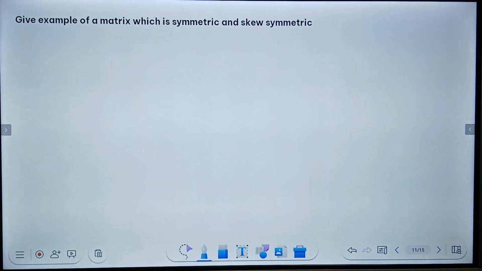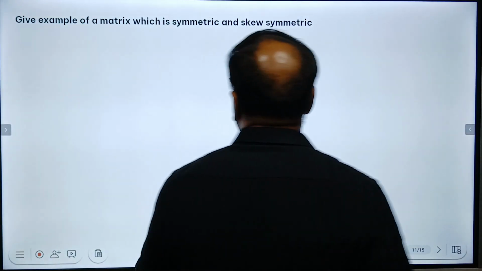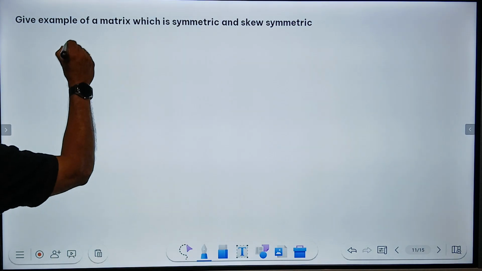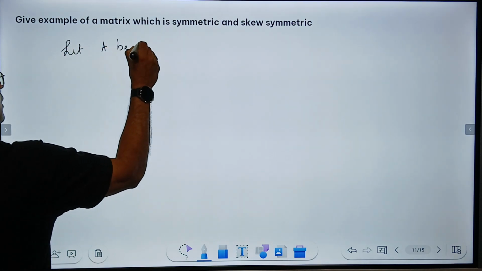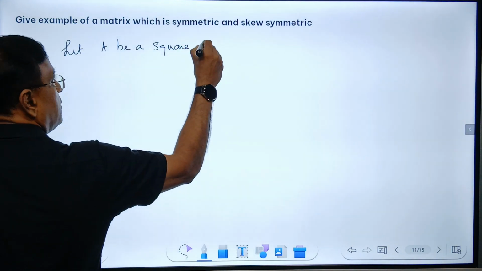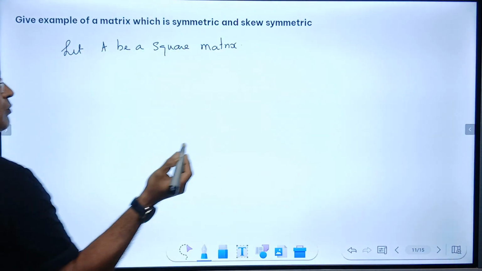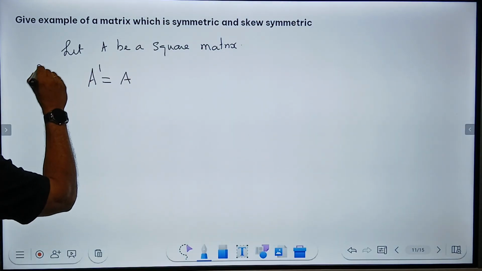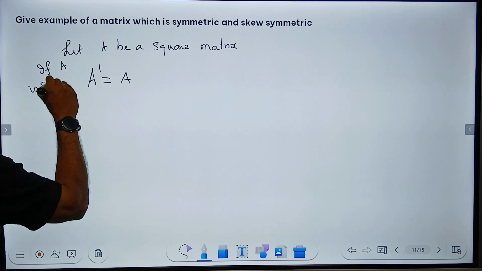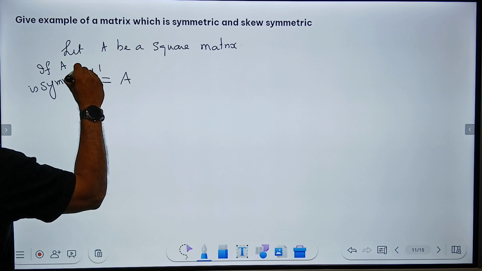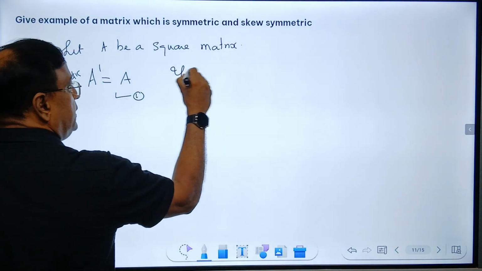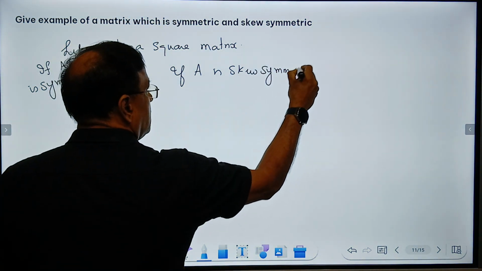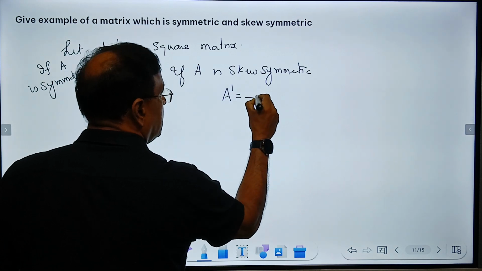Now let's move on to this. It's a 1 mark question. Give an example of a matrix which is symmetric and skew symmetric. Okay. I will say let A be a square matrix. So it is given A is symmetric. So A transpose equals A. Call this 1. If A is skew symmetric, that means A transpose equals minus A.